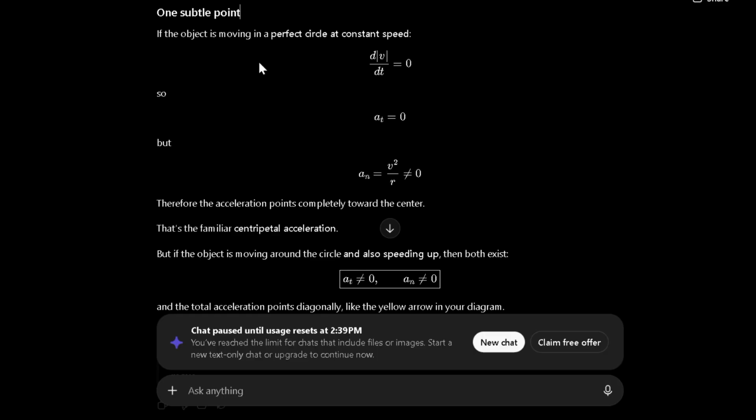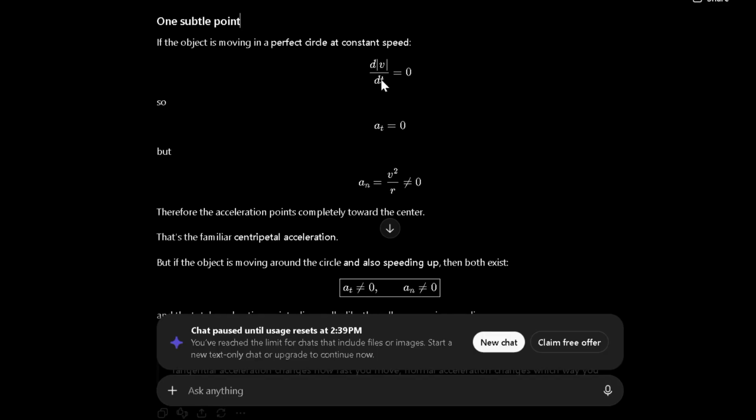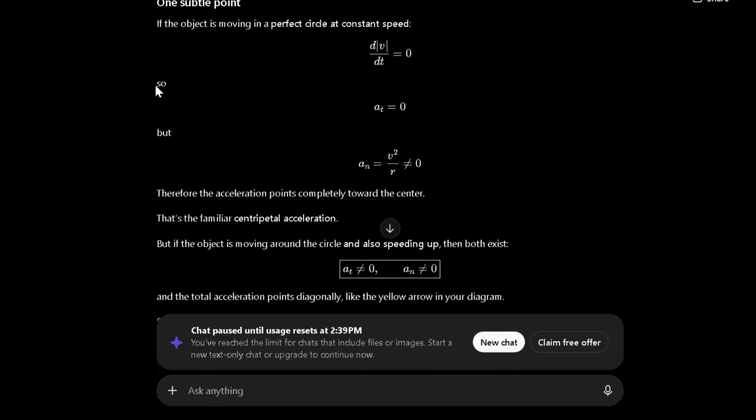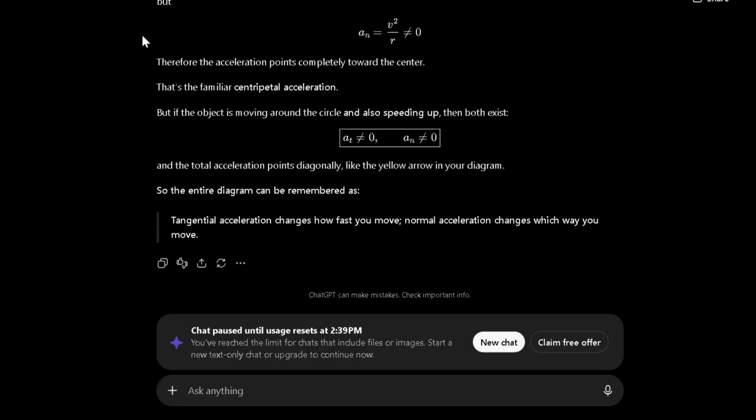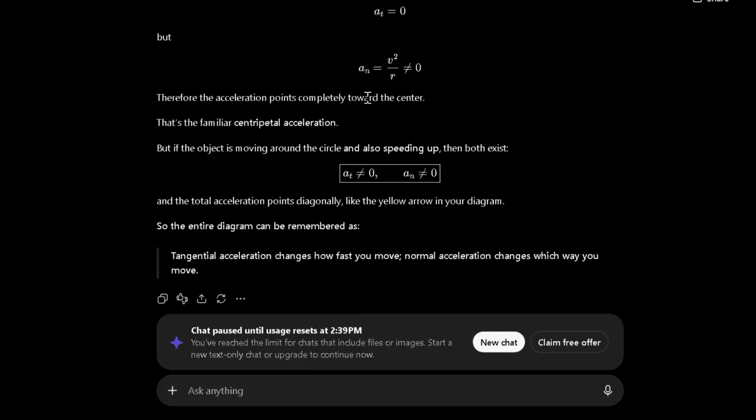One separate point: if the object is moving in a perfect circle at constant speed, dv by dt equals 0, so a_t equals 0. But a_n equals v squared by r is not equal to 0. Therefore, the acceleration points towards the center.